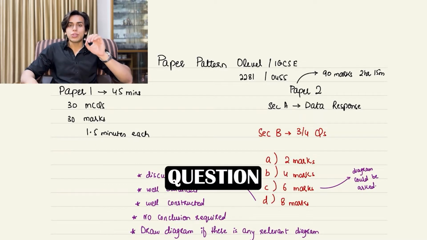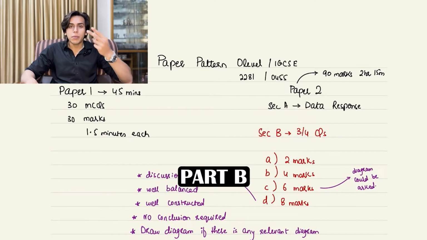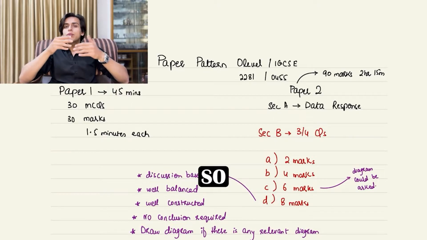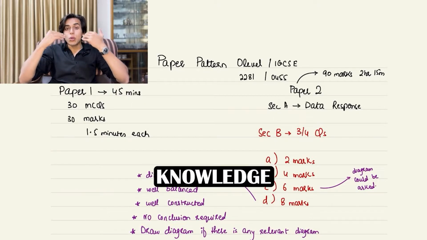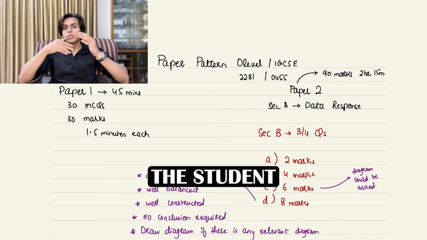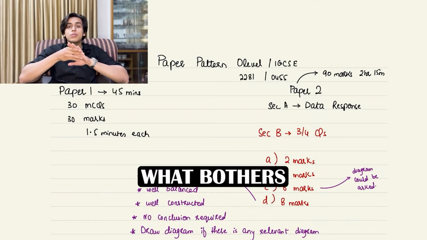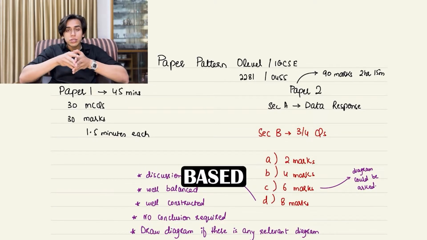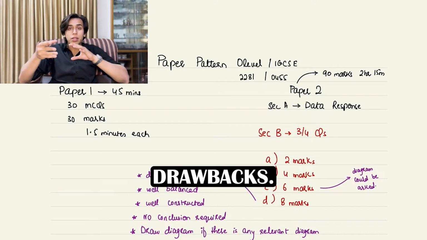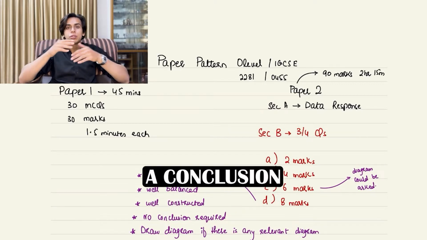Every question is of 20 marks and there are 4 parts in each question: part A, part B, part C and part D. Part A and part B are not so difficult to attempt because they are mostly knowledge-based questions. In part C, usually the examiner asks a student to draw a diagram, but part D is what bothers the most because it's an evaluation-based question. You have to go two-sided. You have to give benefits and drawbacks. Your answers should be well balanced, but there is no need for a conclusion to end your answer.